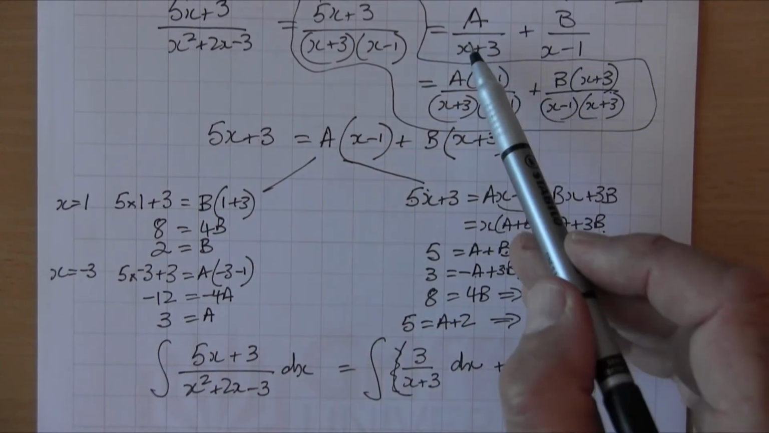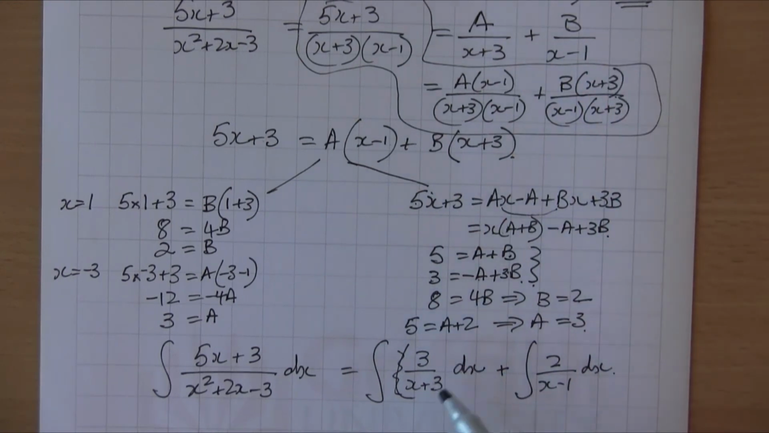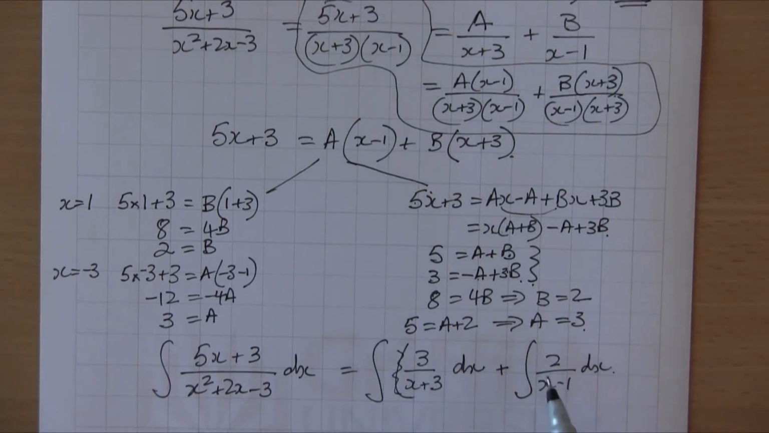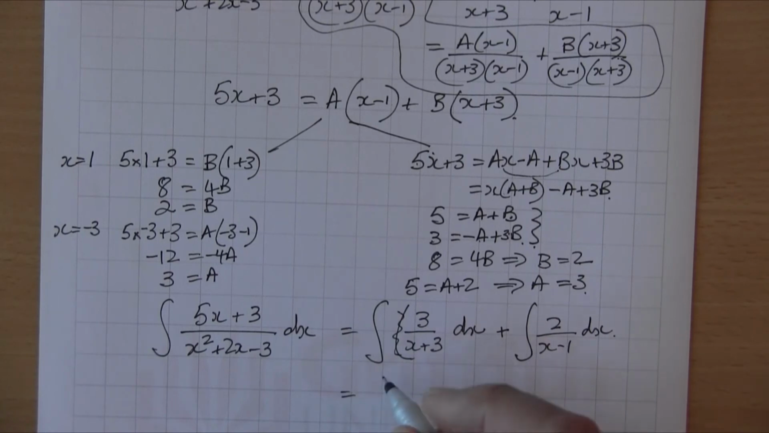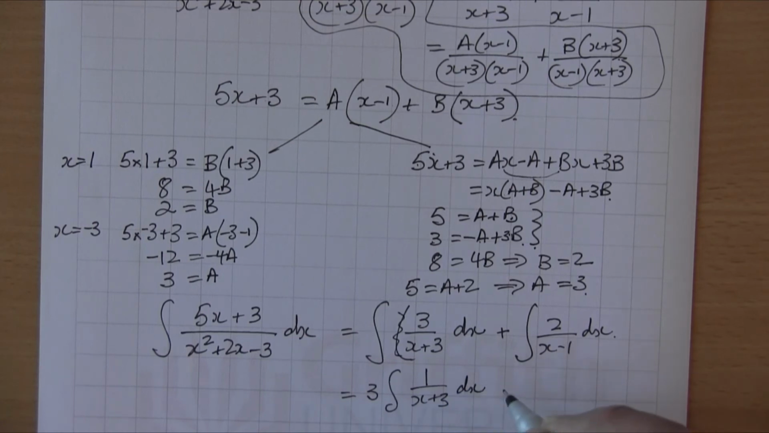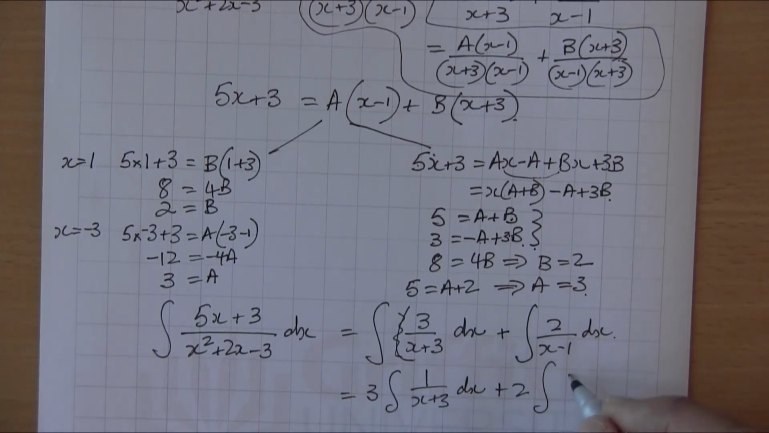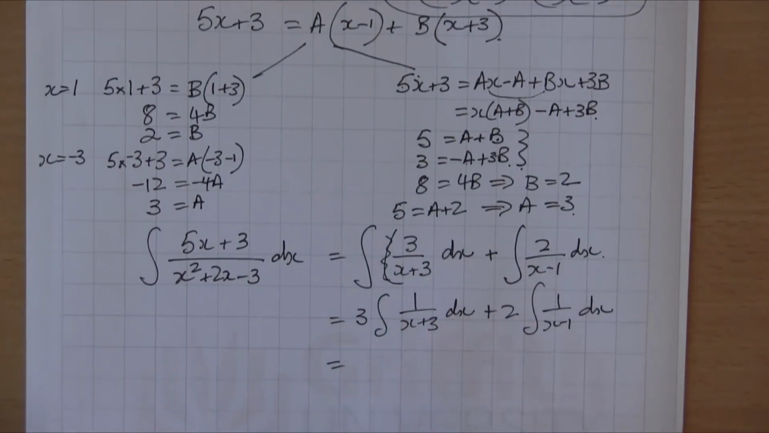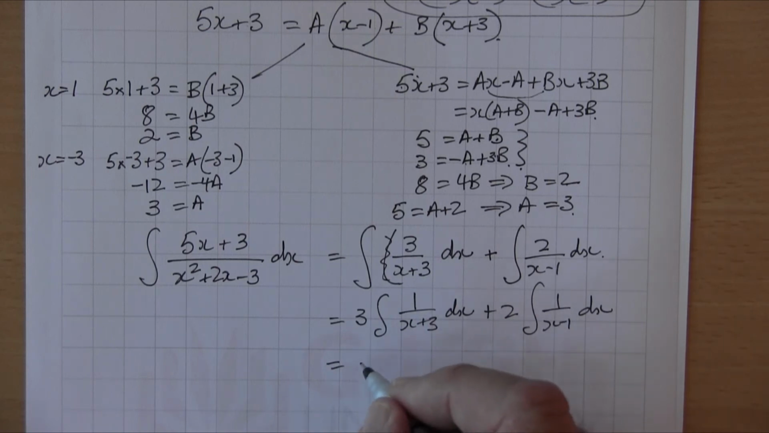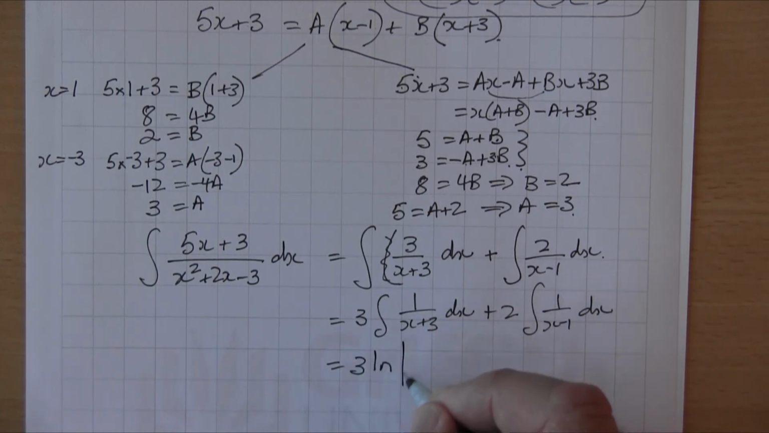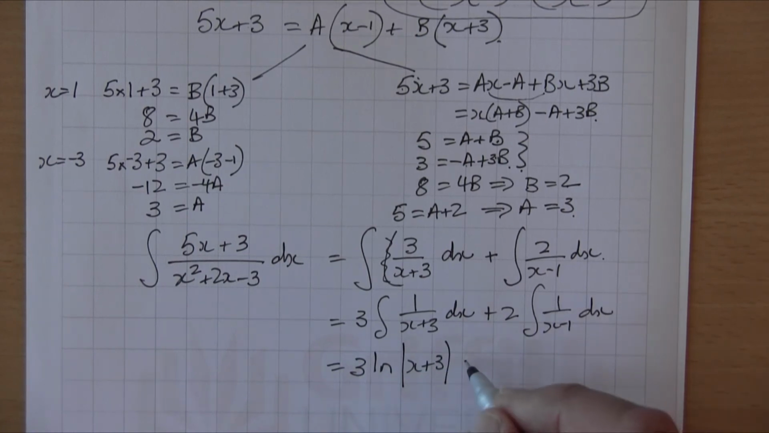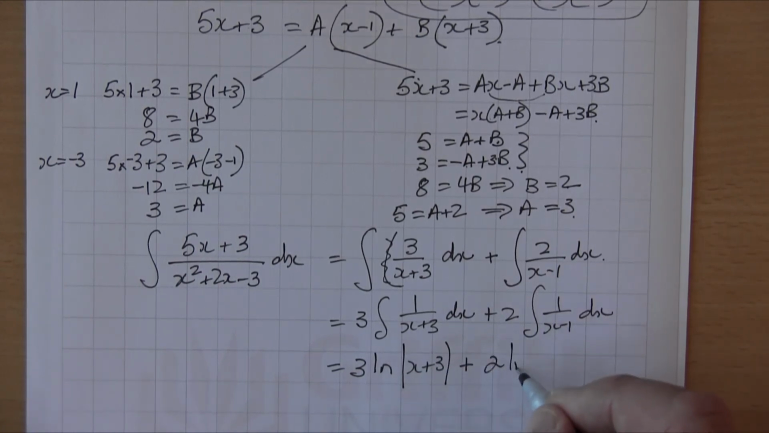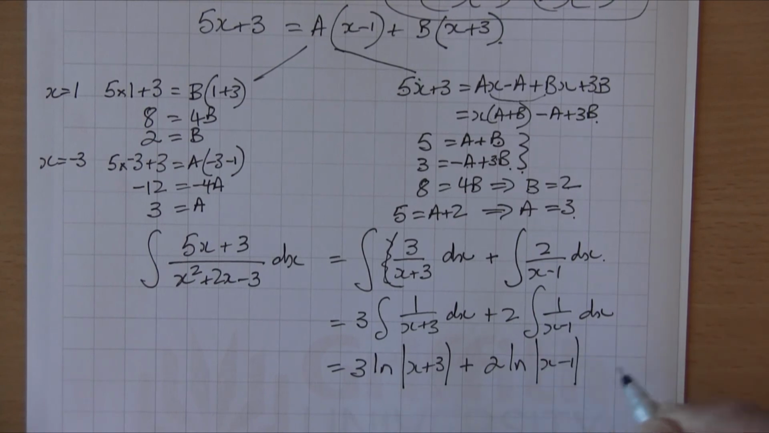Okay, so we've split it into its partial fractions. These then are much easier to integrate, and that's equal to 3, the integral of 1 on x plus 3 dx, plus, bring the 2 out the front, 2 integral 1 over x minus 1 dx. The integral of 1 over x plus 3 is ln, so 3 ln of x plus 3 plus 2 ln x minus 1 plus our constant of integration.